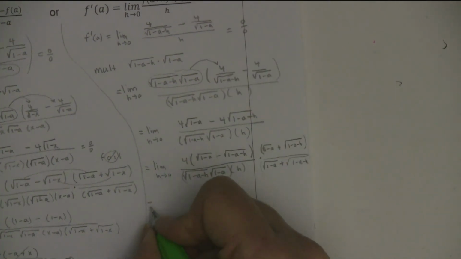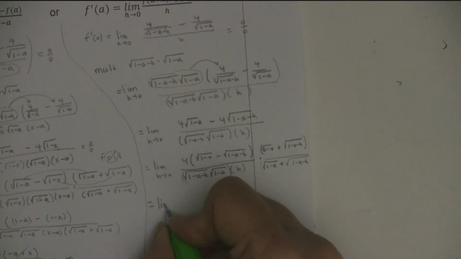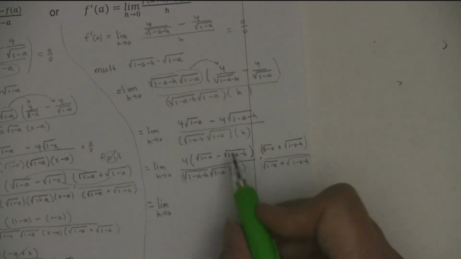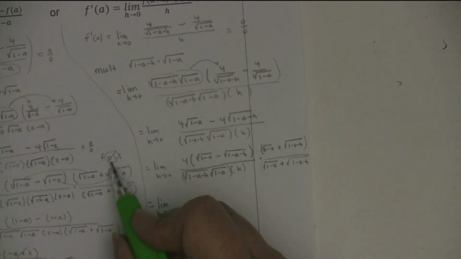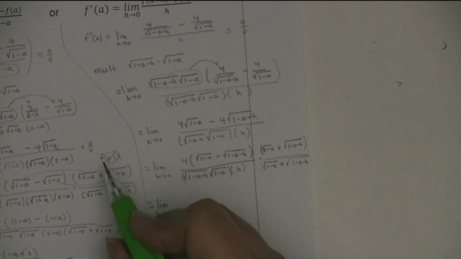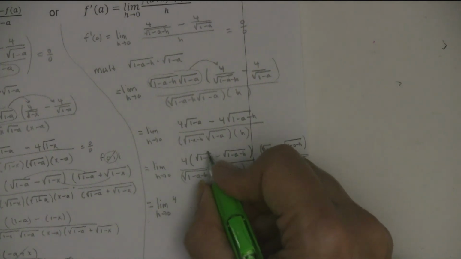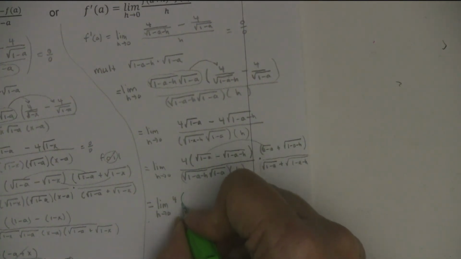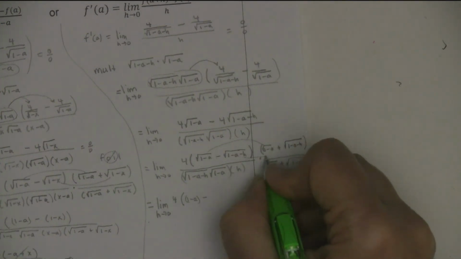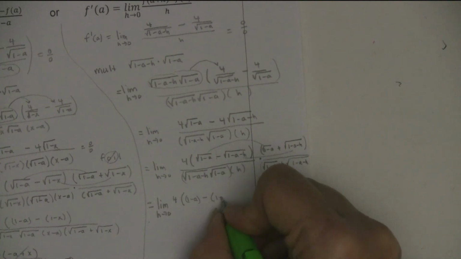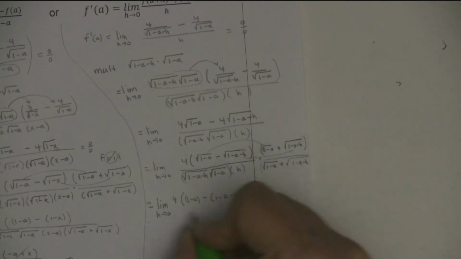Okay. So this is my limit as h goes to 0. So remember the same thing we had over here, the FOIL, right? The outer and the inner are going to cancel, and I'm going to be left with the first and the last. So I'm going to have my 4. I'm going to try to write that small. And then I'm going to have my first, which is 1 minus a, minus, and then I'm going to have my last, which is 1 minus a minus h. And you're going to have to go until you can cancel the h.